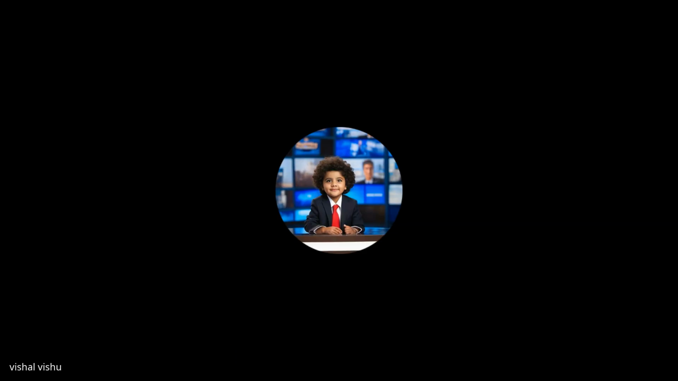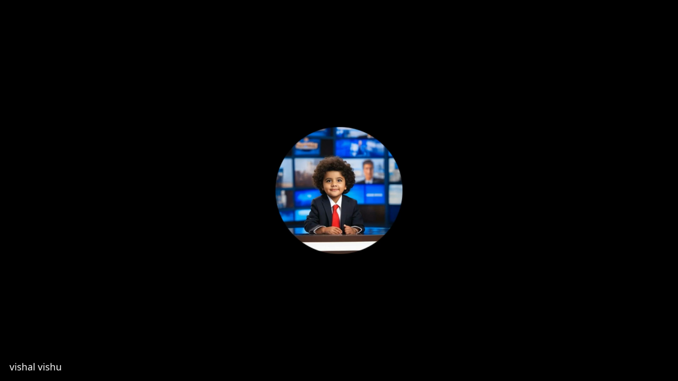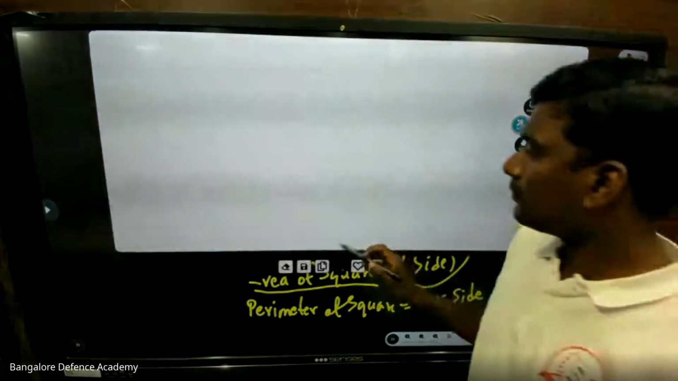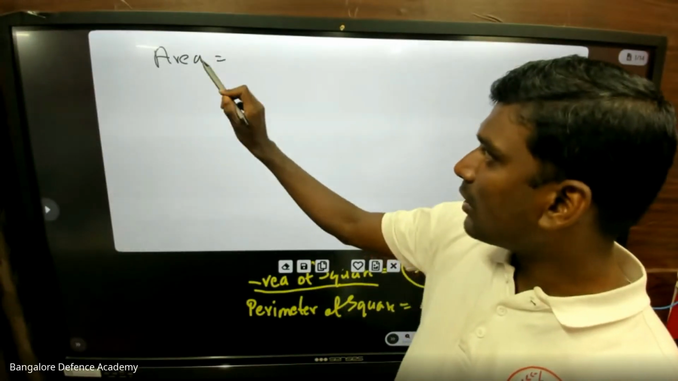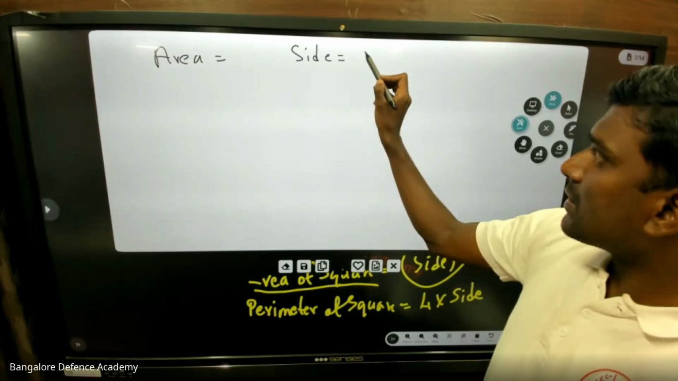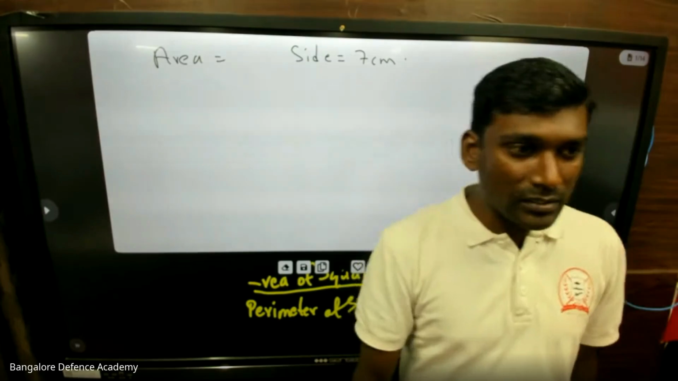Do you want some questions, or shall I move to the next part? Sir, questions. We'll practice some questions and then move on. Okay, take down the first question. Find the area of a square if the side is 7 centimeter.